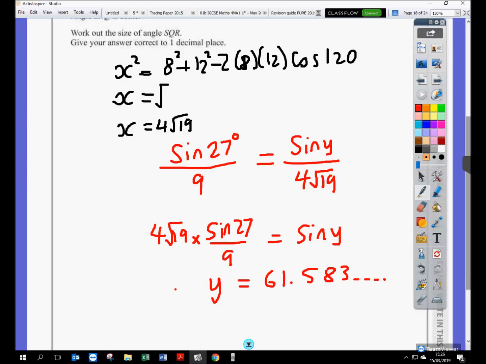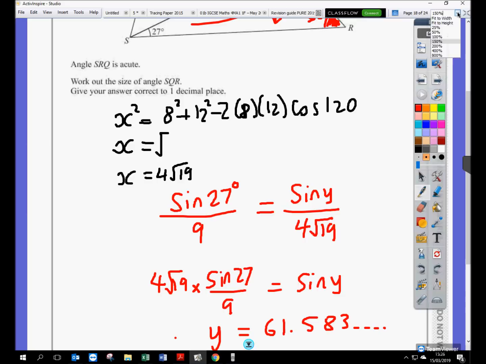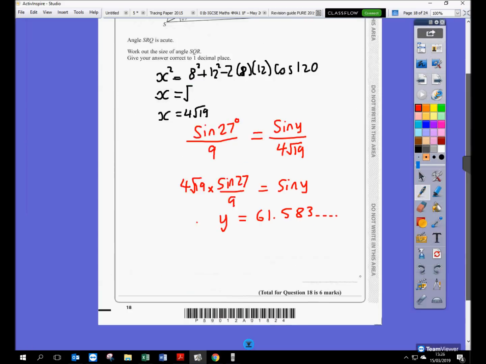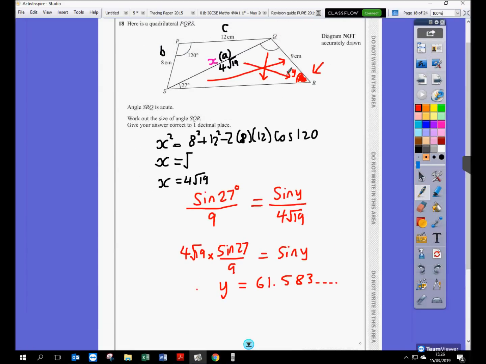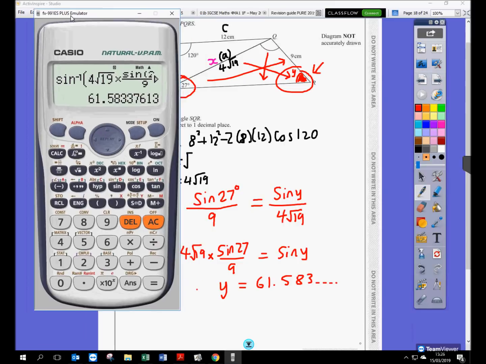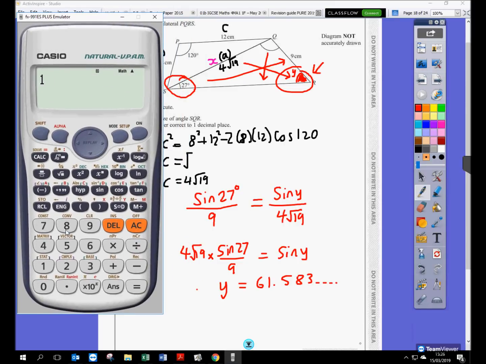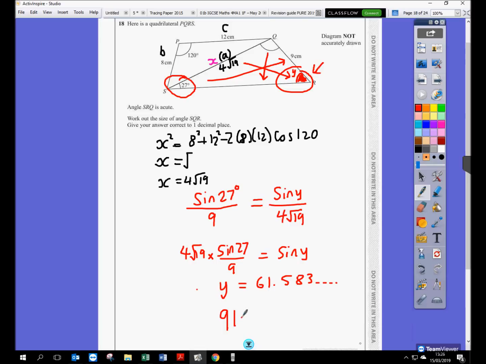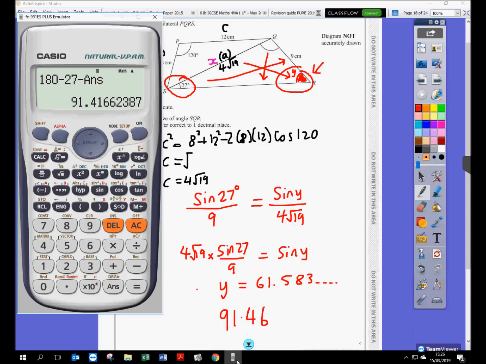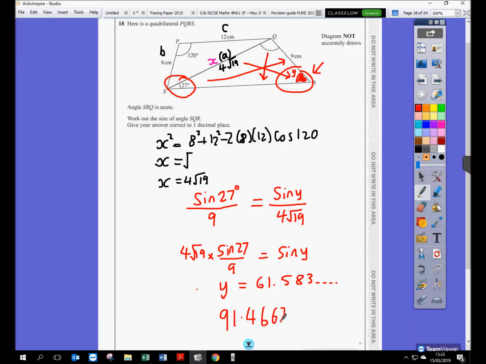Okay, but that's not the angle that I was asked to work out. I was asked to work out this one here. But now I know 2 of the angles inside the triangle, so I can work out the third one pretty easily by subtracting from 180. So if I do 180 minus 27 minus the answer that I've just worked out, this gives me a final answer of 91.46662, etc.